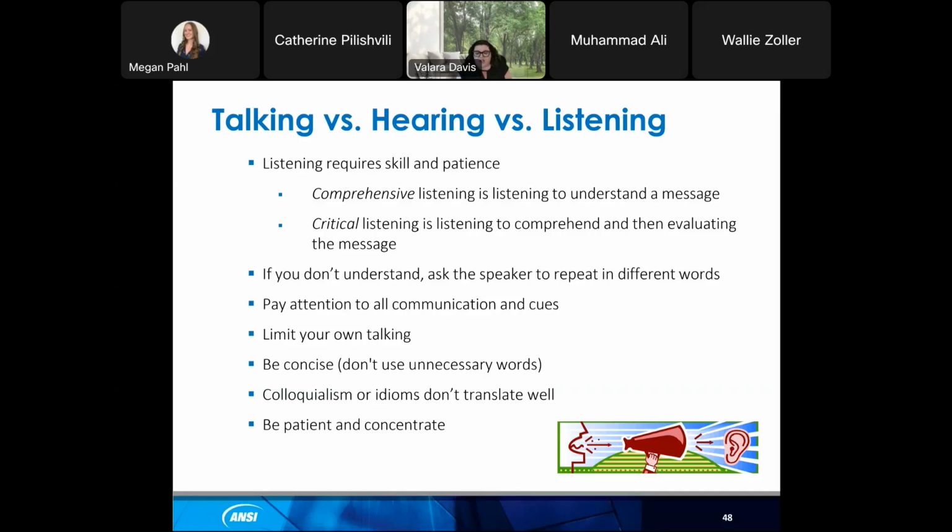And, you know, be patient and concentrate. It can be difficult, especially when you're participating from a virtual or hybrid perspective. It can be difficult to focus for that length of time, but make sure that you're aware of what's happening in the agenda, what the conversations are, and where we might need to provide feedback and comment. Next slide.